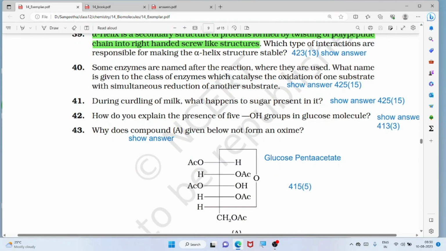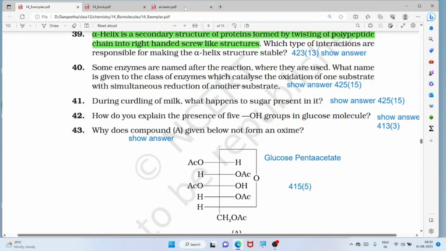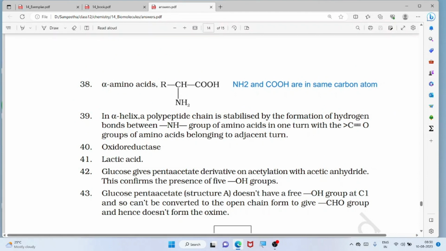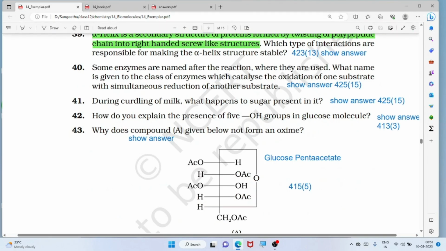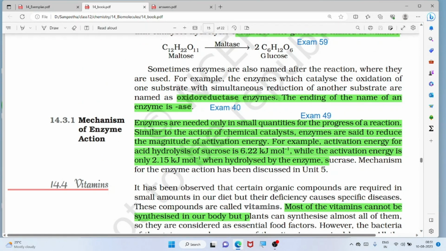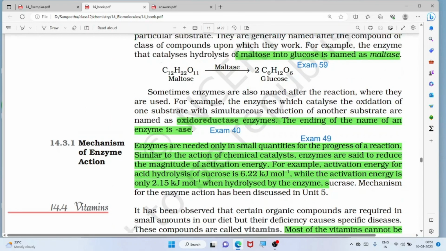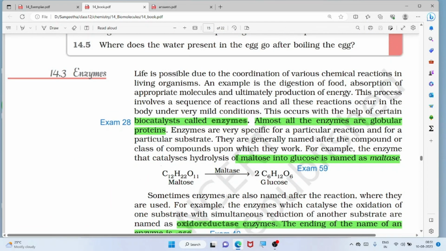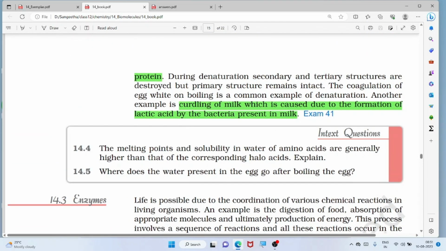During the curdling of milk, the sugar present in it is converted to lactic acid. Lactic acid. Curdling of milk is due to the formation of lactic acid by bacteria present in the milk.